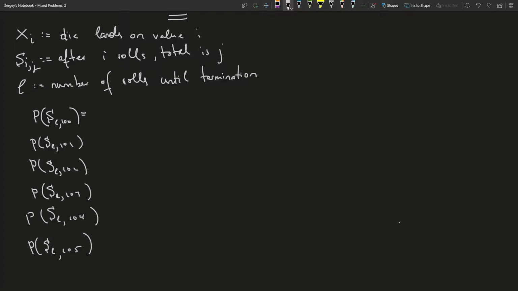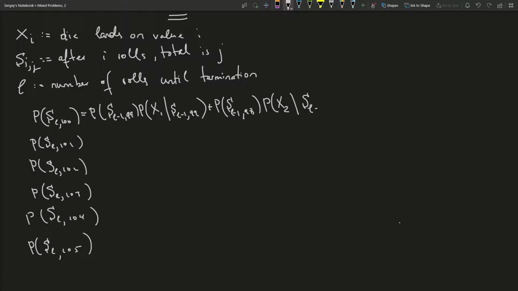So to do this, we're going to use law of total probability, and we're going to rewrite this expression as the probability that the running total after the L minus first roll was 99 times the probability that the last roll reveals a 1, given that the running total after the L minus 1 rolls was 99, plus the probability that the running total after the L minus 1 rolls is 98 times the probability that the last roll reveals a 2, given that the running total was 98, plus and so on, plus the probability that the running total after the L minus 1 rolls was 94, times the probability that the last roll reveals a 6, given that the running total up to that point was 94.